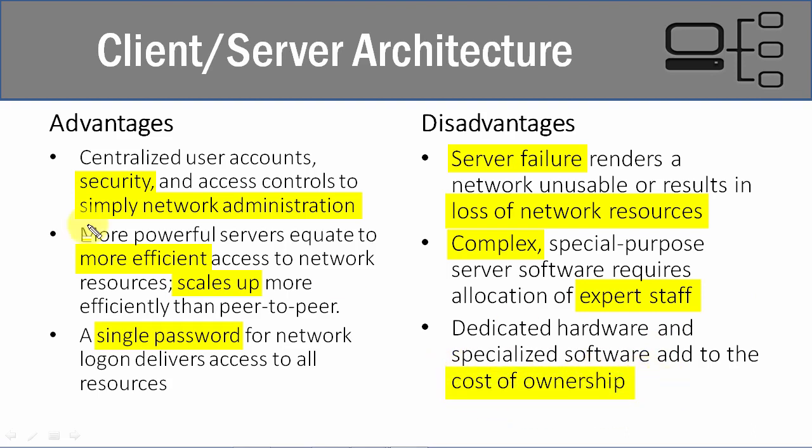And it really comes down to this last point here, that the cost of ownership is so much higher that smaller businesses can't afford to set up a client-server architecture for the most part. They're forced to go with the peer-to-peer architecture. And until you have a larger organization with a lot more money, you really can't go with a client-server architecture, or if you do, you're not going to be able to set it up properly. So that's the pros and cons of a client-server architecture compared to a peer-to-peer architecture.